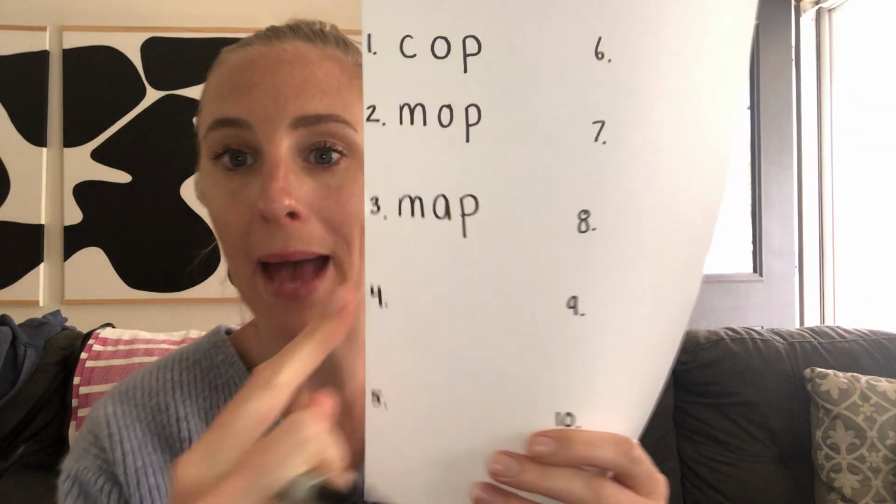Take a look, zoom in on that word map, because I'm going to give you a new word, and you have to be able to determine which of these sounds is not like the other. So we're going to change the word map to the word mash, like you mash your potatoes. So look at the word map. Let's say the word mash now.